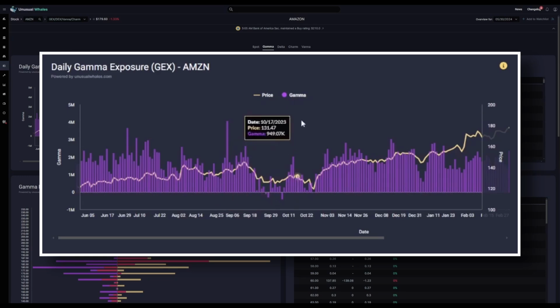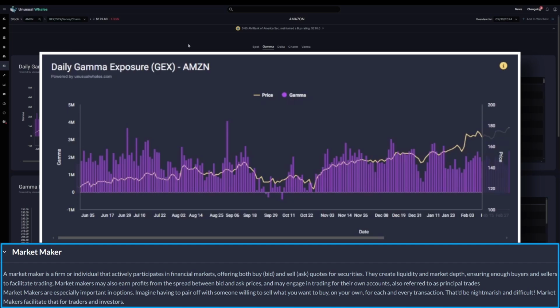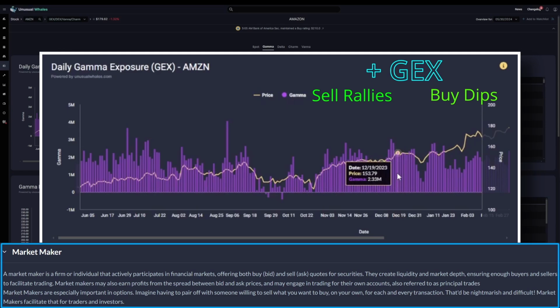The easiest way to think of this total GEX or gamma exposure, positive or negative, is to think about the option market counterparty, commonly referred to as the market maker. The way to think about market maker reactions here is in a positive gamma environment, the market maker is going to sell into rallies and buy into dips to offset their total exposure.